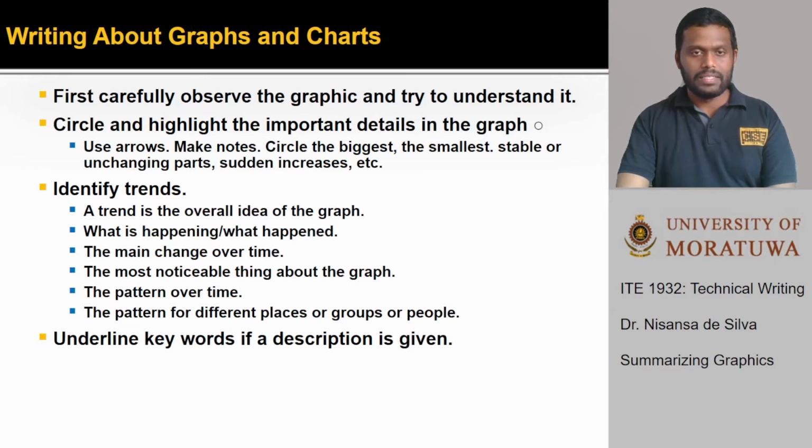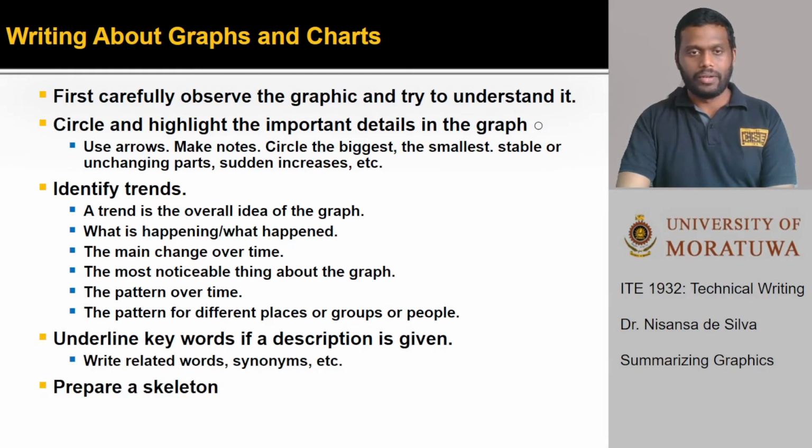If there are keywords, underline them. You do not need to do this on the legend because legend is a set of words by themselves. But if there is a description paragraph, it is a good idea to underline the important parts. Related words, synonyms. Then you prepare a skeleton, not the school kind, but the skeleton of the summary that you are writing.